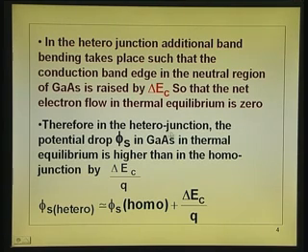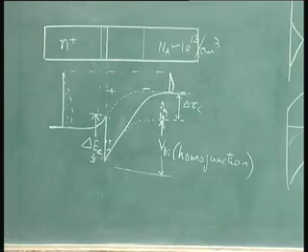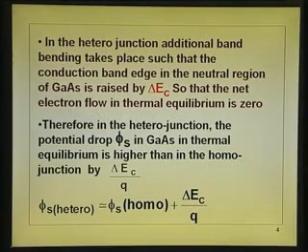I just put it in words here. In a heterojunction, additional band bending takes place such that the conduction band edge in the neutral region of gallium arsenide is raised by delta E c, so that the net electron flow in thermal equilibrium is 0. Whatever I have said now, I have put it in words here.